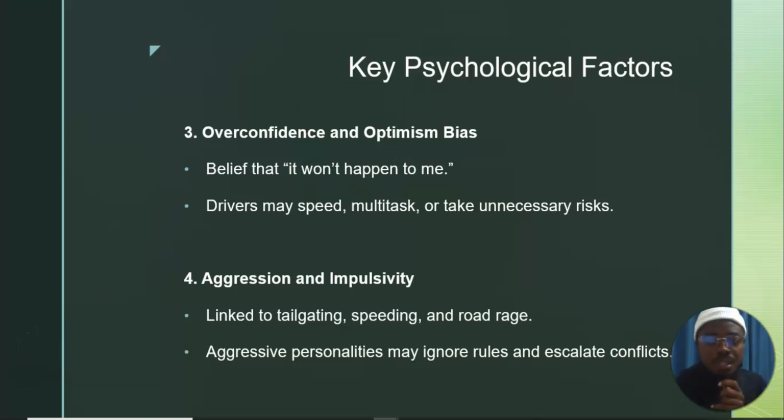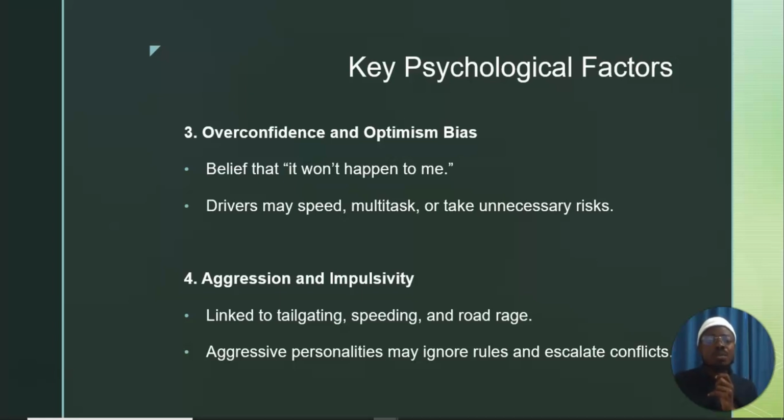So another point here is aggression and impulsivity, which can be linked to risk taking, speeding, and road rage. And I already explained that under the aspect of aggressive driving and road rage, talking about the intentional effort on the part of the driver to cause harm to any other person or other road users. So these are as a result of aggression, which might be from a psychological point of view.